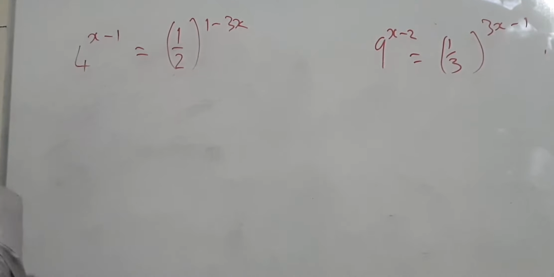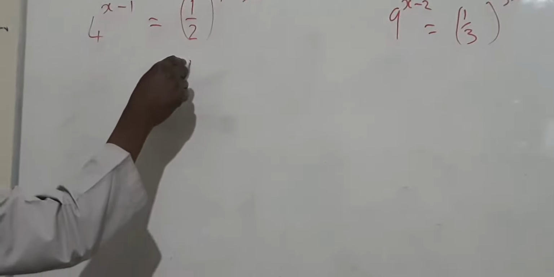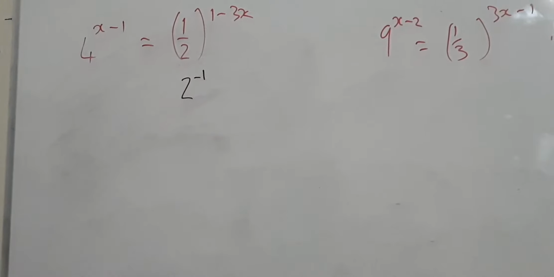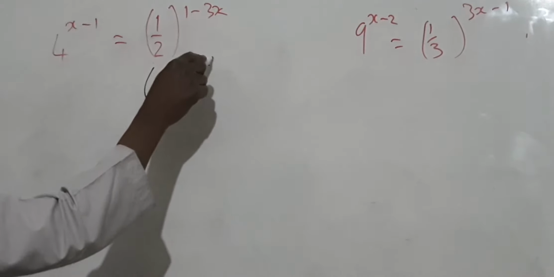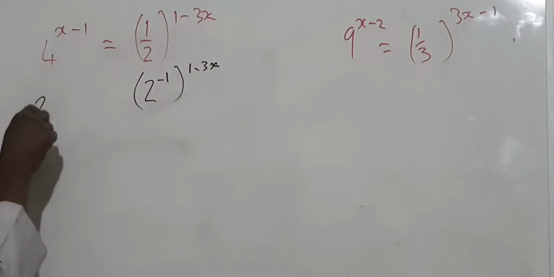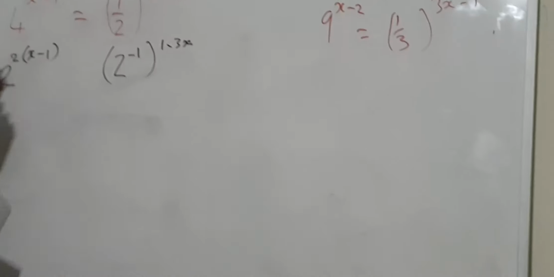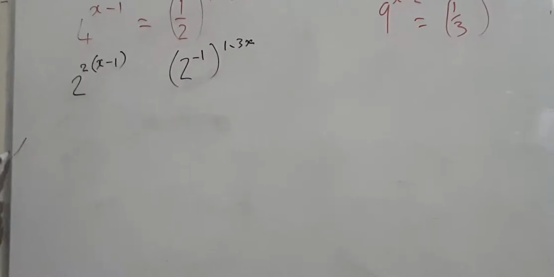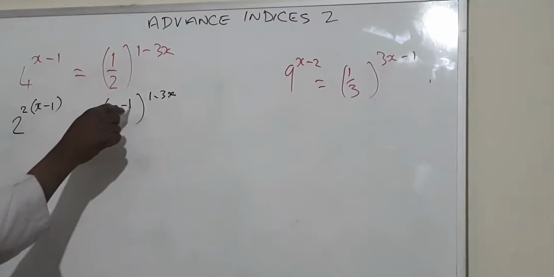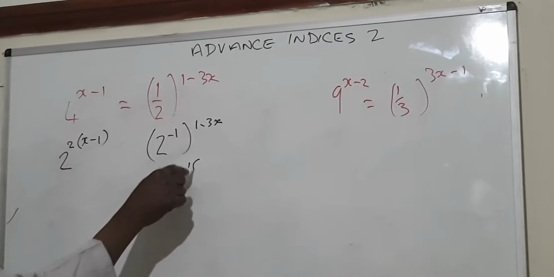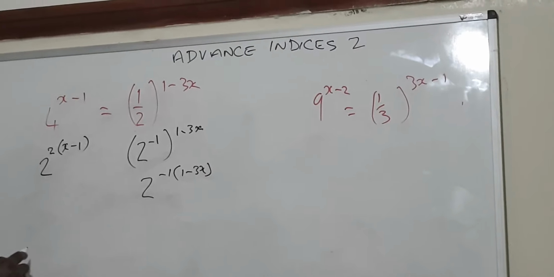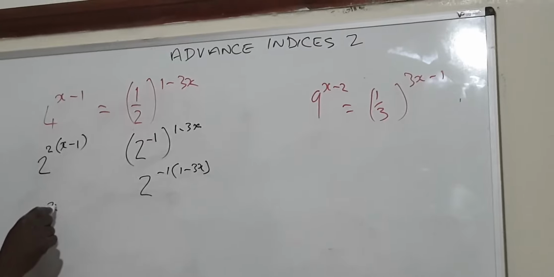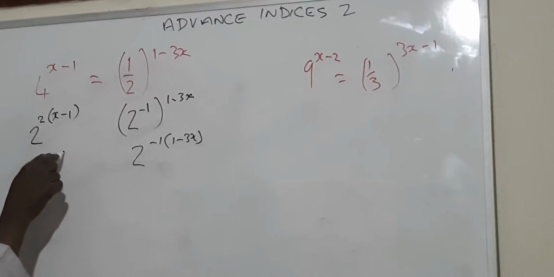Here, this is 2, a ring bell, yes, and this also can be a multiple of 2. So half, we cannot stop at the same place. Half is 2 to the power minus 1. 4 is 2 to the power 2, into x minus 1. I'm doing it quickly because we have gone through this over and over. I don't need to tell you why this 2 is multiplying everything. Because 4 is 2 squared, and this is the power of all that. Here, this will multiply everything inside. This is 2 to the power minus 1 into 1 minus 3x. This one is 2 to the power 2x minus 2.